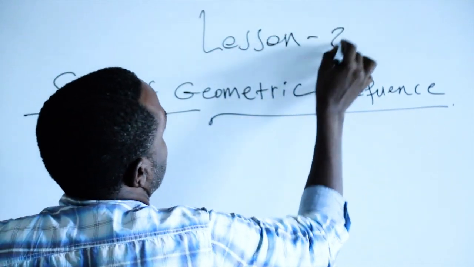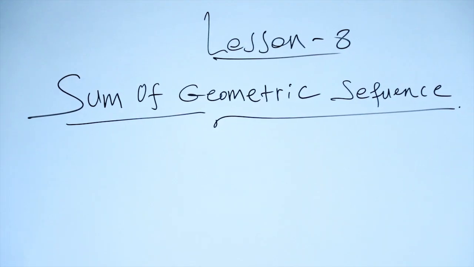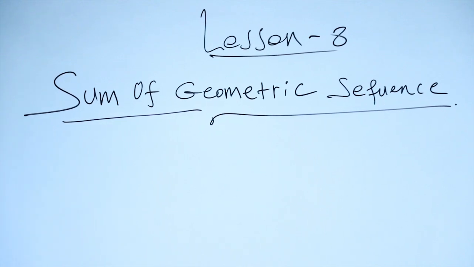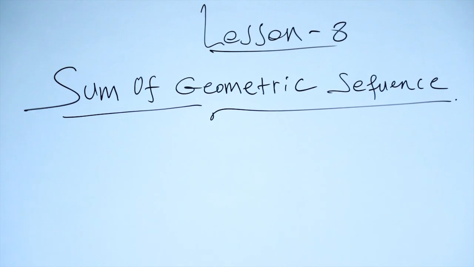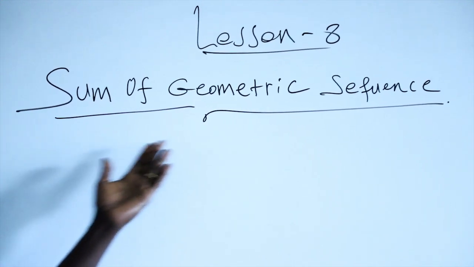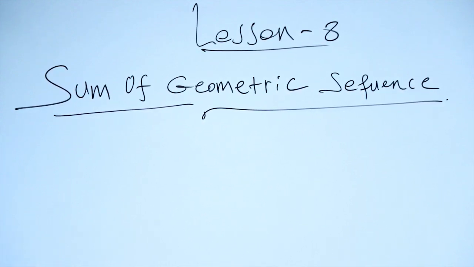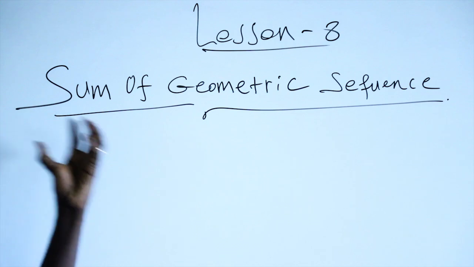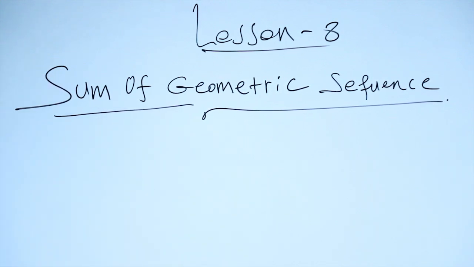Lesson 8, which is the sum of a geometric sequence. Previously, in lesson 7, we saw the sum of an arithmetic sequence. So today we are going to see the sum of a geometric sequence. The main objective here is to learn how to derive the formula for the sum of a geometric sequence, and to find the sum of a sequence which is in the form of a geometric sequence.